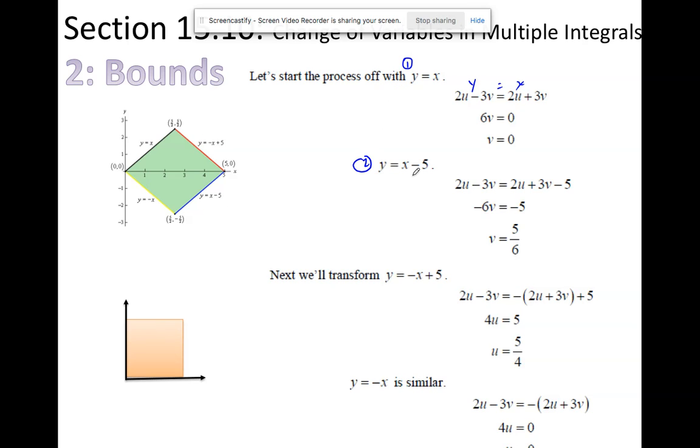Then I went to the other equation that had a slope of 1, y equals x minus 5. So now I have my 2 v bounds. So here is my xy plane, here is my uv plane. I just got v is equal to 0, and v is equal to 5/6.